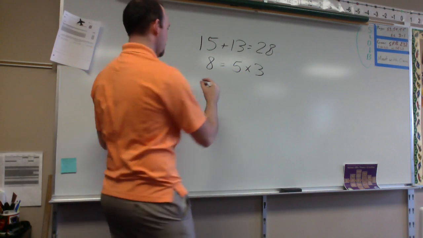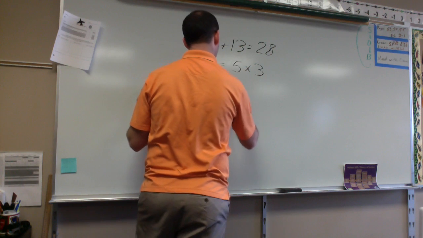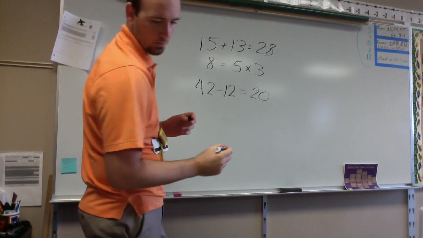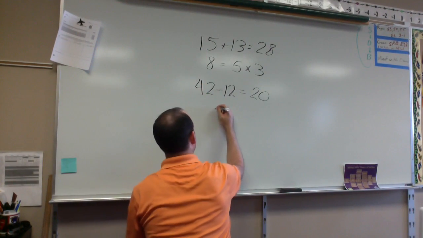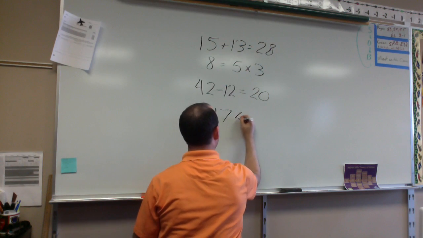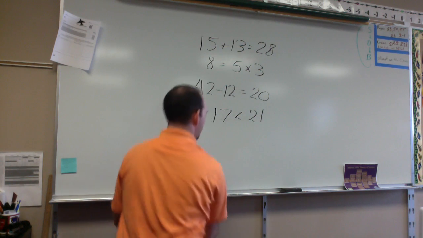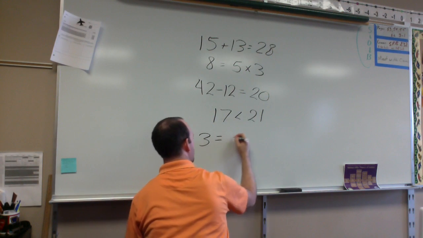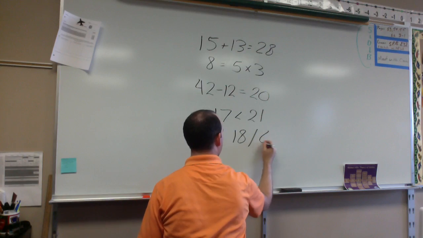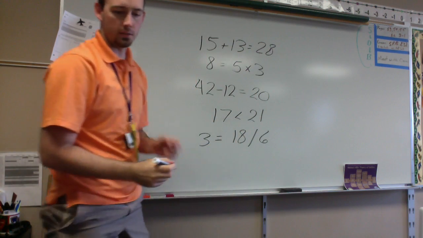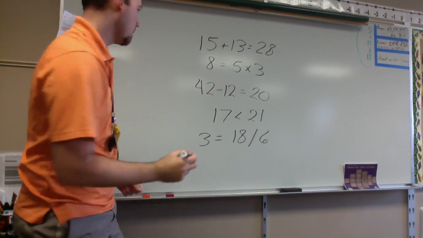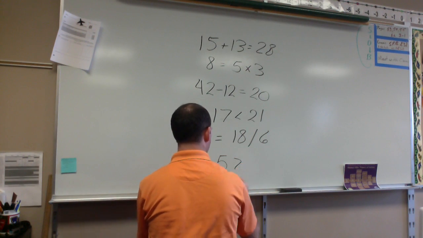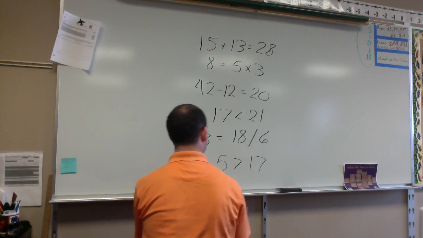I have 42 minus 12 equals 20. Then we'll have another symbol in there if we have something like this. 17 is less than 21. We have 3 equals 18 divided by 6. Remember that the slash here means division. And maybe let's look at one more. Let's say something like 5 is greater than 17.